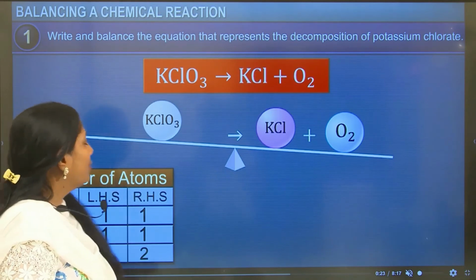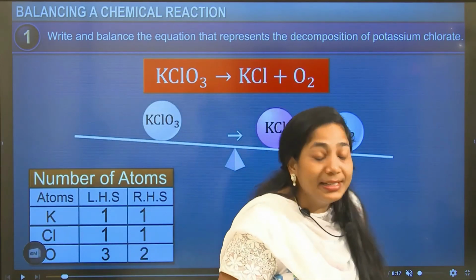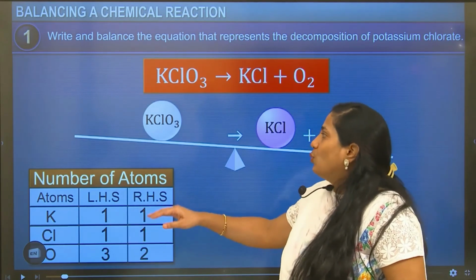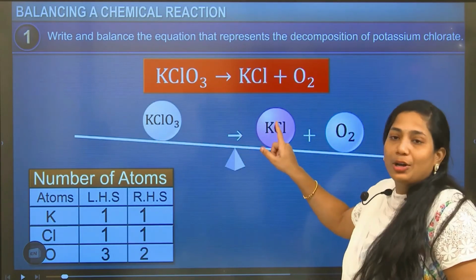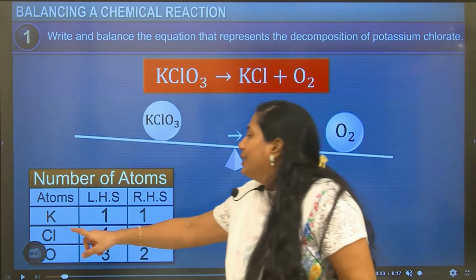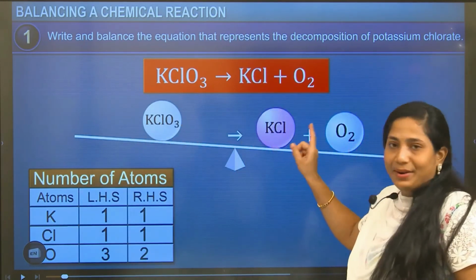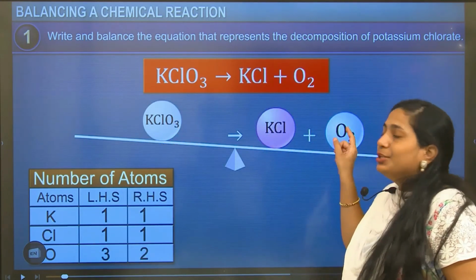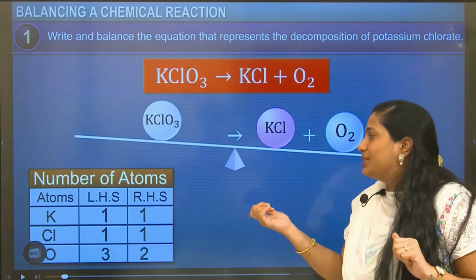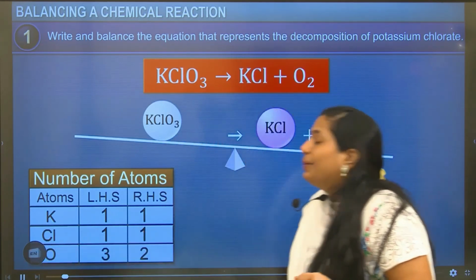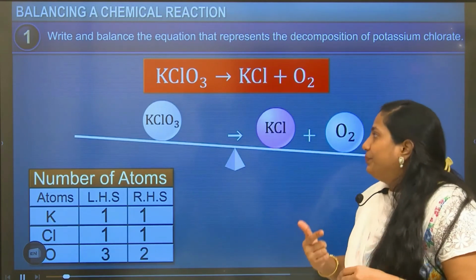So here we have the left hand side and the right hand side, and we can see that very clearly. Potassium is 1 and 1. K1 on the left hand side, on the right hand side we have K1, and chlorine 1, 1. When it comes to oxygen, we can see 3 and 2. So this is not balanced with the oxygen. So now I have to balance this equation by multiplying.